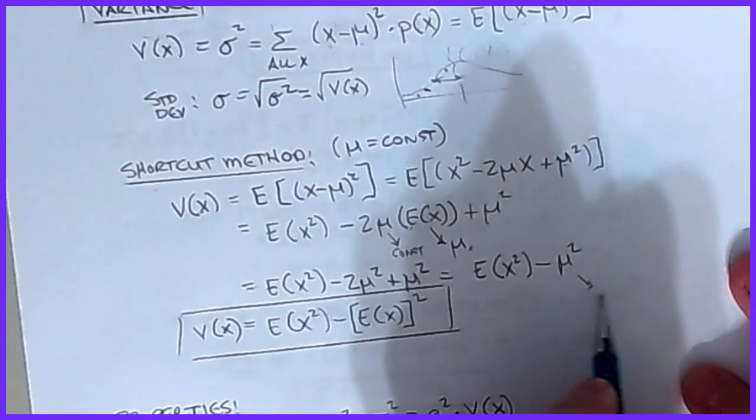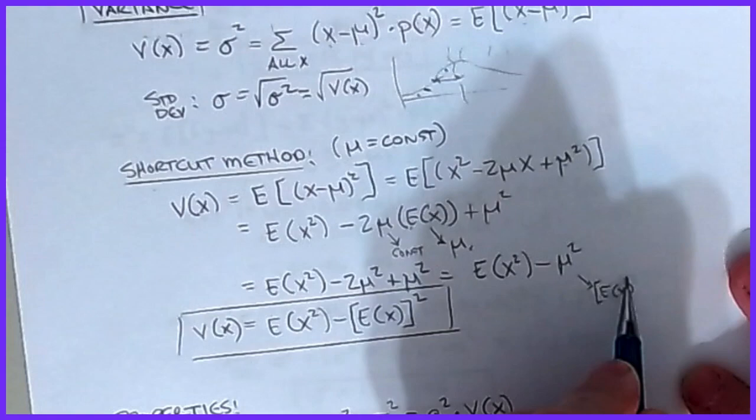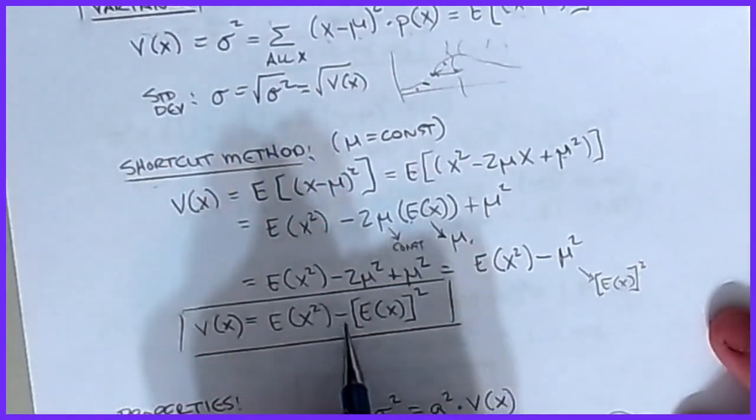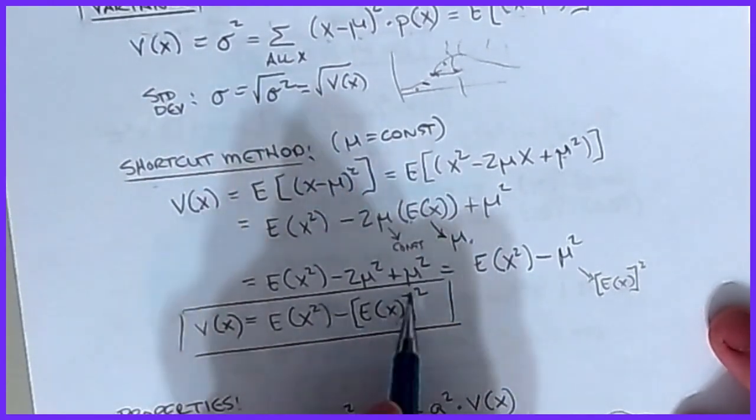And if you remember that this guy was just simply the expected value of x multiplied by that guy squared. And so a shortcut version is the expected value of x squared minus the expected value of x quantity squared. Be very careful. Notice where the brackets are.